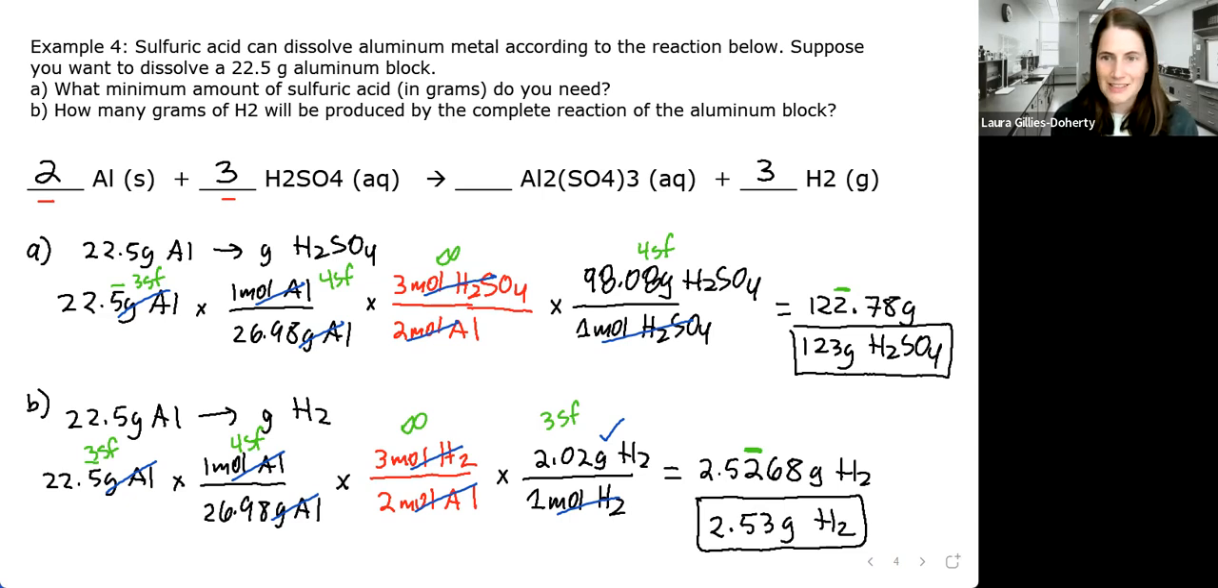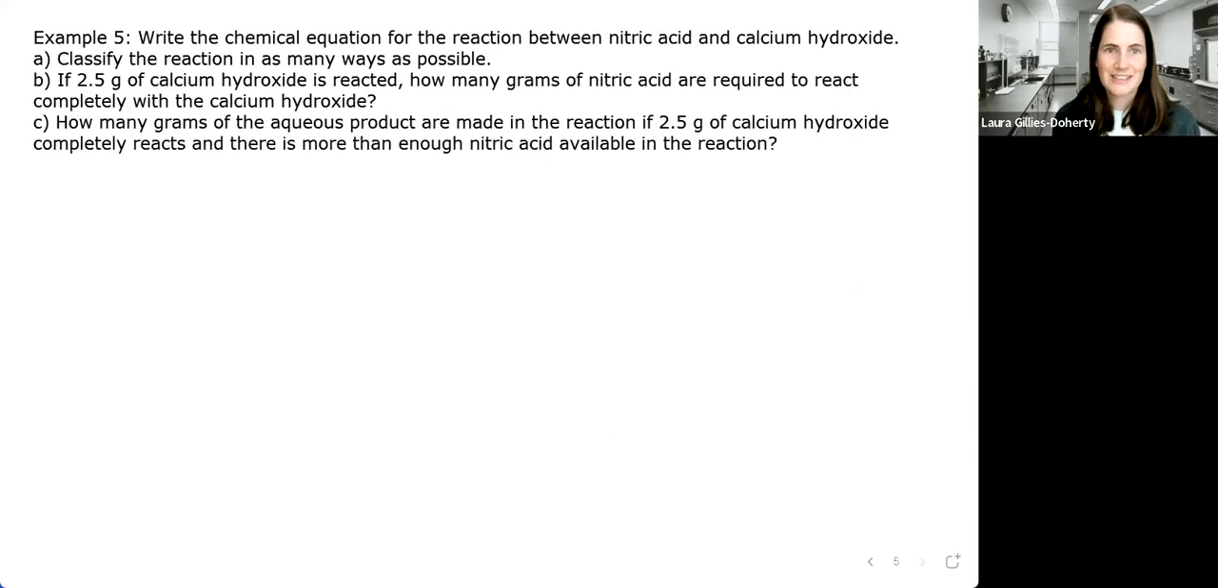Okay, one more example. Let's do one more together. This is example 5. So we're going to write the chemical equation for the reaction between nitric acid and calcium hydroxide. Let's classify the reaction in as many ways as possible, kind of a little review from chapter 7. And then if 2.5 grams of calcium hydroxide is reacted, how many grams of nitric acid are required? And then how many grams of the aqueous product are made in the reaction if we reacted the 2.5 grams of calcium hydroxide? Okay, so first thing we got to write this chemical equation.